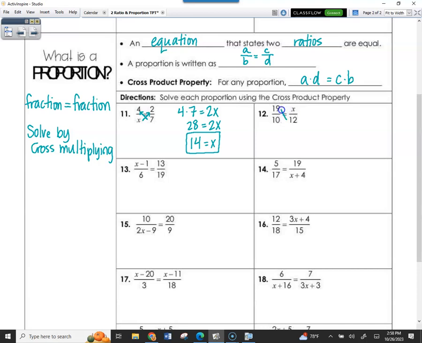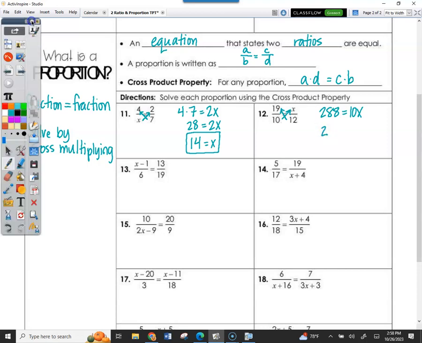Okay, I just want to see if you got it right. Did you get 228 equals 10x? I got 228. Yeah, sorry. 228 equals 10x, so 22.8 is x. Right? Okay, one more, and then I'll turn you loose.